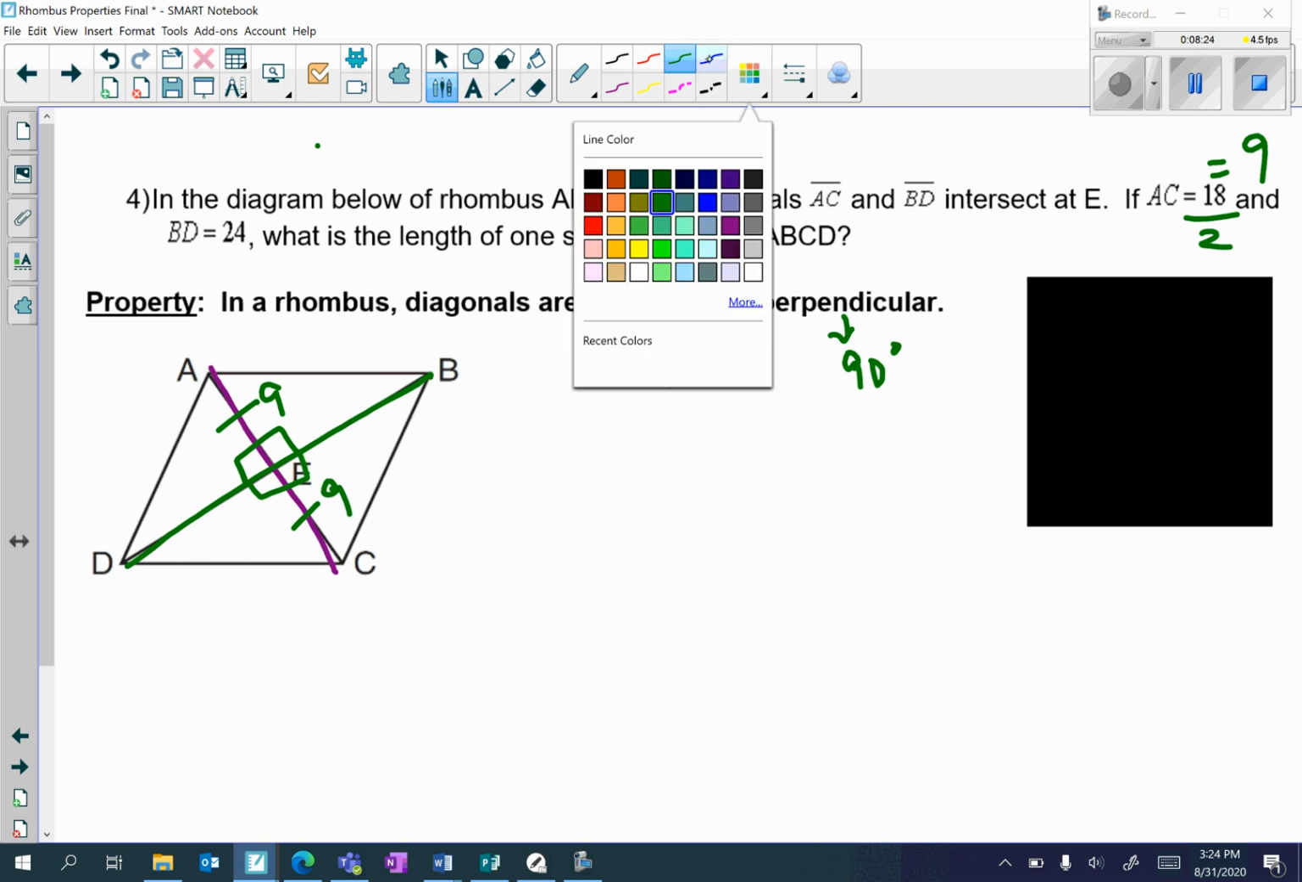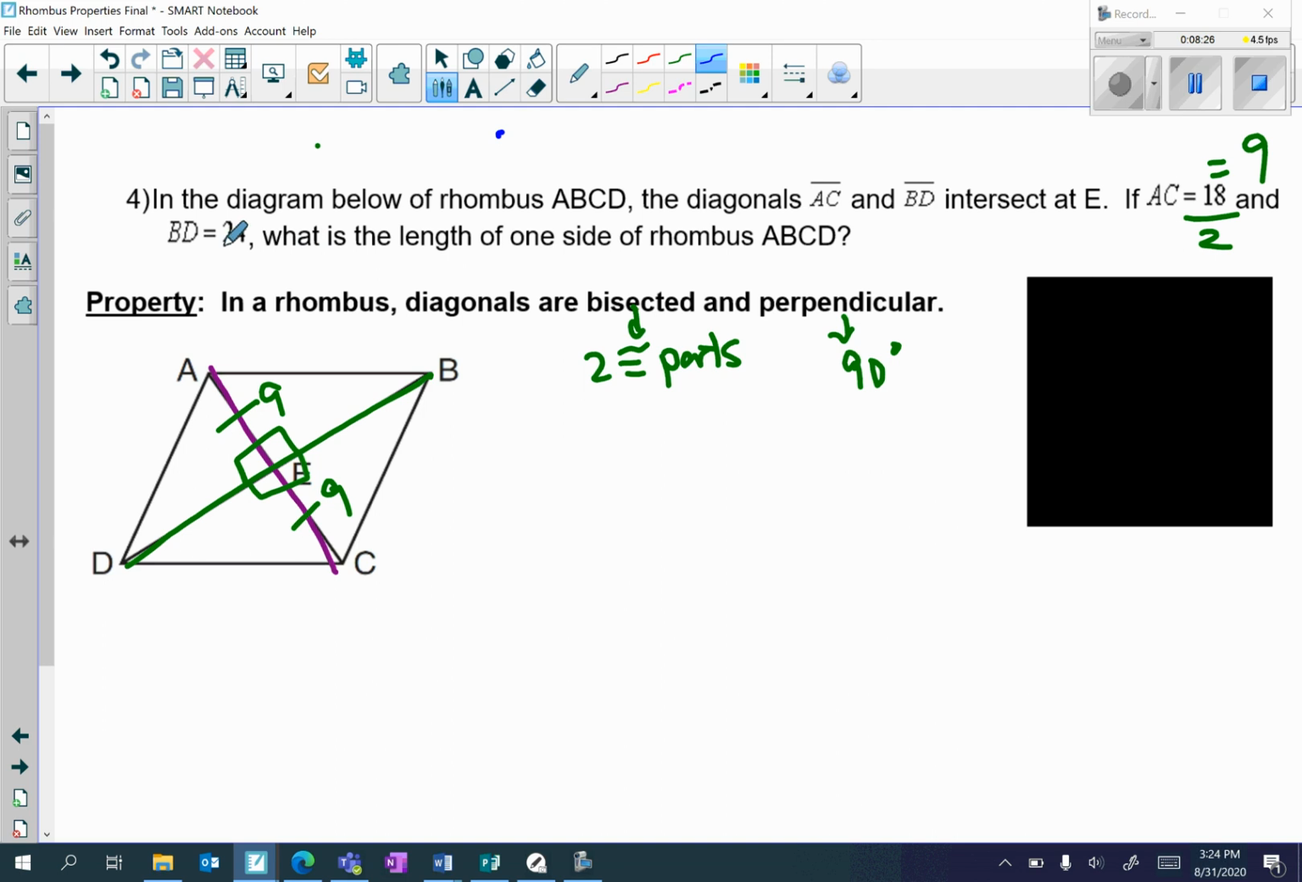Do the same thing for BD, which is 24. 24 divided by 2 is 12. So here's 12 and here's 12. Now notice that I have many 90-degree angles, which makes a triangle. So for example, I have a triangle like this, where this is 12, this is a 90-degree angle, and this is 9, and I'm looking for the hypotenuse because that's across from the 90-degree angle, which is really the side of a rhombus. Here, I can use the Pythagorean theorem.